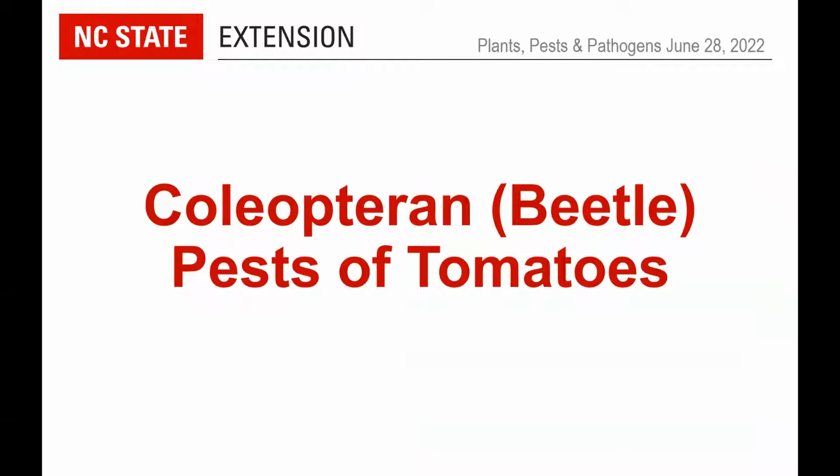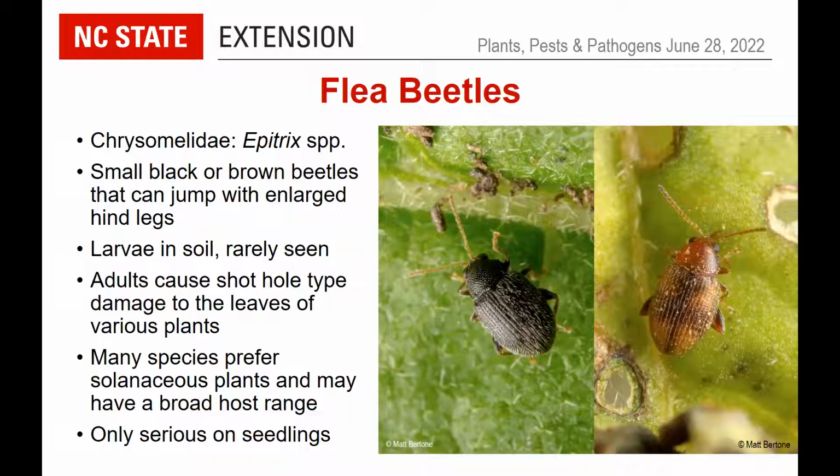Okay, now on to some coleopteran or beetle pests of tomatoes. So flea beetles can be an important pest, especially of very young plants. As the plants get older and more mature, they're typically not as much of a problem. But these are in the leaf beetle family Chrysomelidae, and the main genus is Epitrix. This genus actually contains a lot of species that feed on solanaceous plants. In fact, here's the eggplant flea beetle and the tobacco flea beetle, which will all feed on other solanaceous crops like tomatoes. They're small black or brown beetles that can jump with these enlarged hind legs. You can see their hind legs look kind of like a flea's legs.